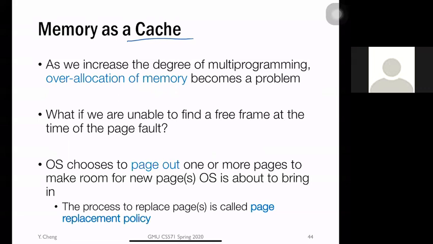The whole process of picking a page as a victim and replacing it with a new page is called the page replacement process. And the policy that guides the page replacement process is called the page replacement policy, or page replacement algorithm, which is a core topic that we will be discussing in the next lecture.